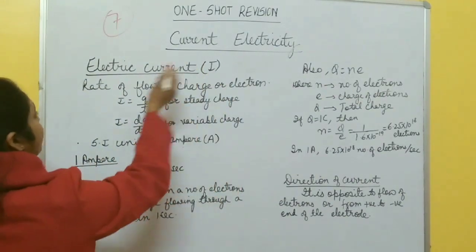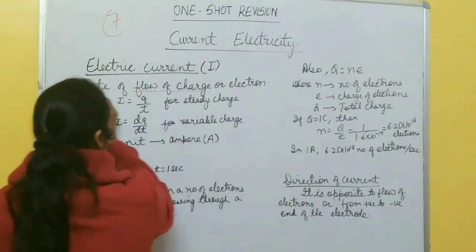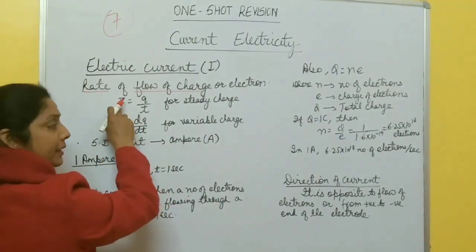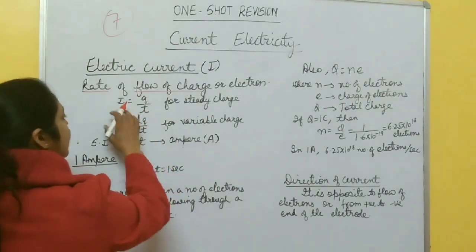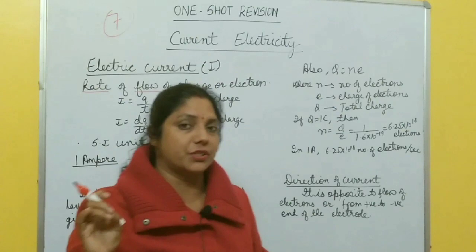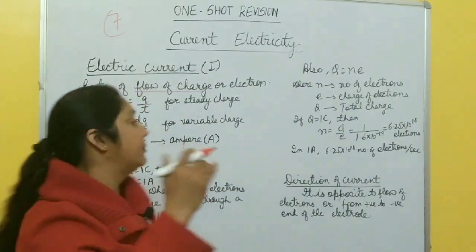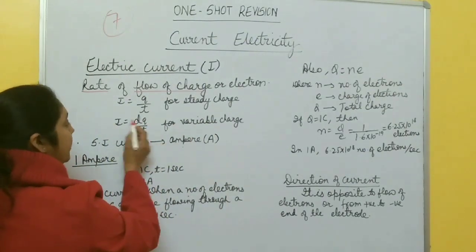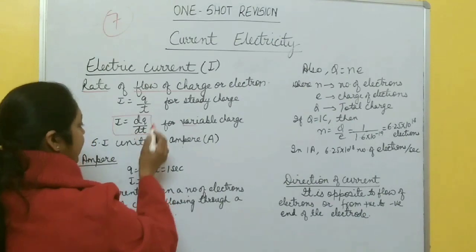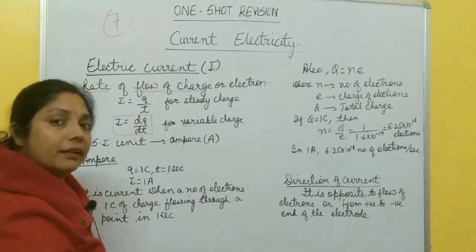So first of all, you define electric current. Electric current is the rate of flow of charge. It means charge per unit time. It is denoted by capital I, small i also. This I equals Q by t for steady charge, when the charge is constant with time. If the charge is variable, if charge changes with time, then in that case you use I equals dQ by dt, right? This is for variable charge, and its SI unit is ampere. Its symbol is capital A.